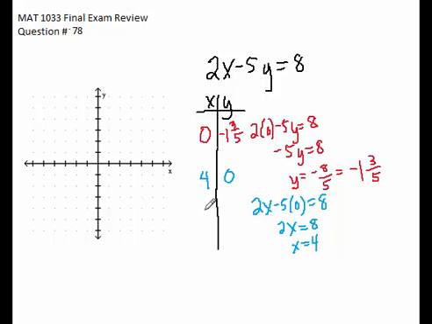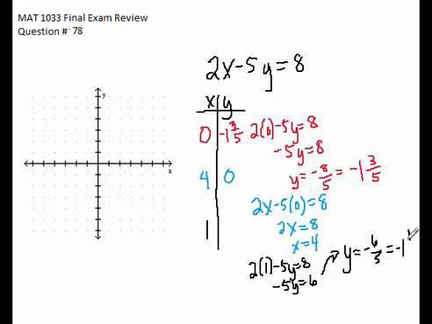And if I choose, I can choose anything I want. I'm going to just choose 1 for x. So if I plug in an x of 1, then solve for y, and because I'm graphing, I'm going to change this to its mixed number form. That'll give me a third point to graph. Okay, so that'd be (1, -1 and 1/5).